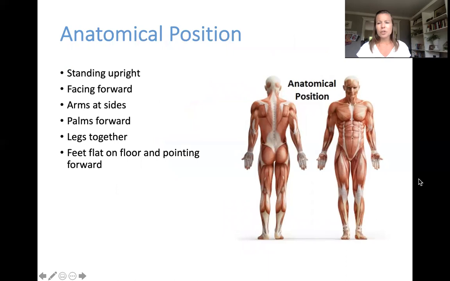Okay, so some of the terminology related to the body. I'm not going to go through every single term because you all have this in your textbook, but I do want to introduce anatomical position in order to describe where body parts are, where an injury might be on the body. We always assume that an individual is in anatomical position. So that is when they're meeting the following conditions. They're standing upright, standing straight, facing forward, arms are at their sides. You can see palms are forward, legs are together, feet are flat on the floor and pointing forward.